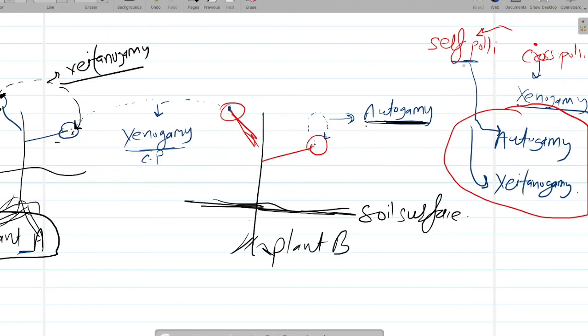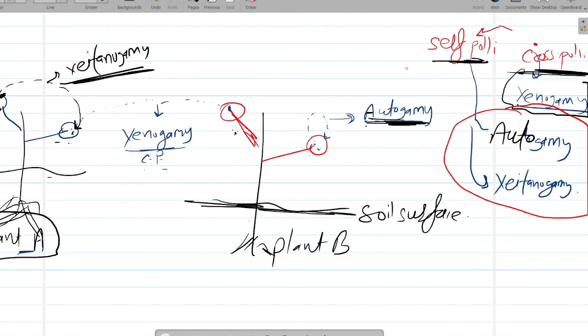As you can see, self pollination has two types. The first one is autogamy, and the second one is geitonogamy. Cross pollination can also be called xenogamy, and this process happens between two different plants. Pollen grain comes out from this plant and lands on this plant's stigma. These are two different plants. If the pollination process happens on the same flower, it is called autogamy, a type of self pollination. If it happens on two different flowers on the same plant, it is called geitonogamy.